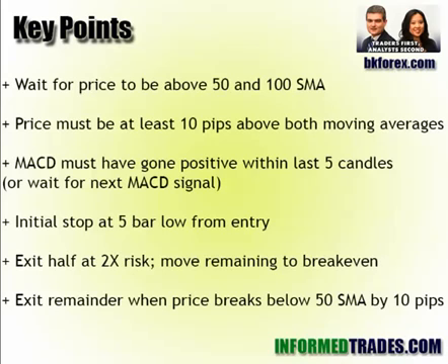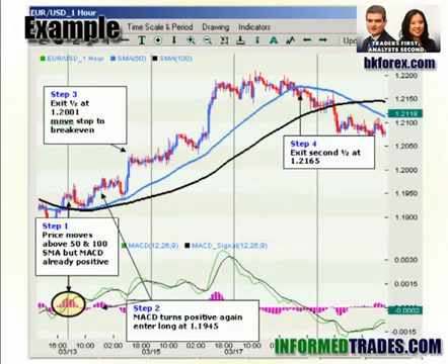Then calculate how much you've risked, so that might be 30 pips or 50 pips or 100 or whatever. Multiply that by 2, and that is your first profit target. So when price goes twice the distance from where you enter to your stop loss, you take off half, and then you exit the remainder when price breaks below the 50 simple moving average by 10 pips. Okay, all of this is obviously easier to understand or clearer to see with an example.